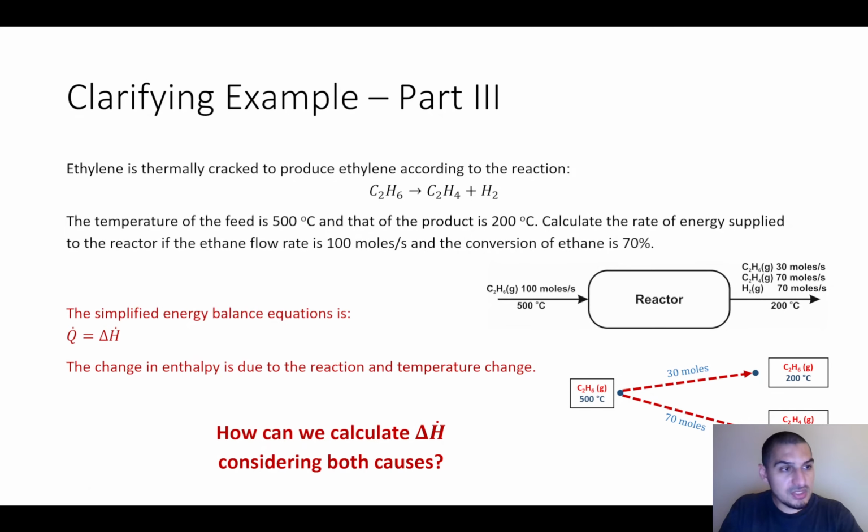That we have a reaction that causes change in enthalpy, and that the reaction happens with conversion of less than 100%, and that we have components that are converted into other components, and that the temperatures are different from the temperatures of the standard conditions. The temperature of the feed is different from the temperature of the product. All of this must be taken into consideration, and that's why we will go through these two methods.